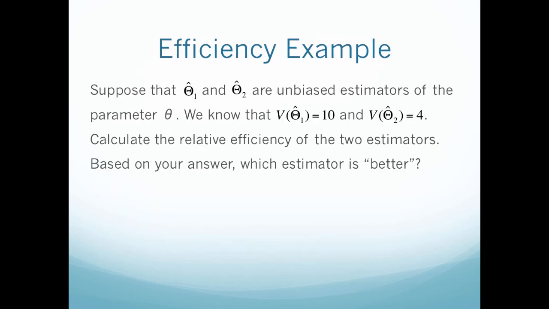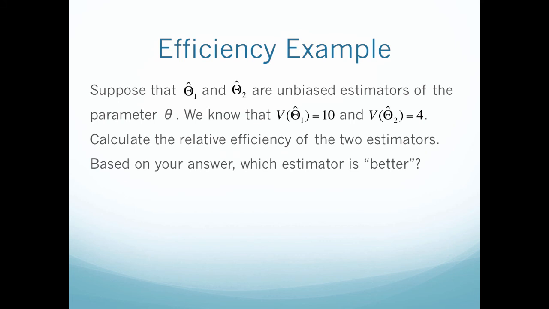Okay, let's look at how efficiency works in an example. Suppose that theta hat 1 and theta hat 2 are unbiased estimators of the parameter theta. We know that the variance of the first equals 10 and the variance of the second equals 4. Calculate the relative efficiency of the two estimators. Based on your answer, which estimator is better?